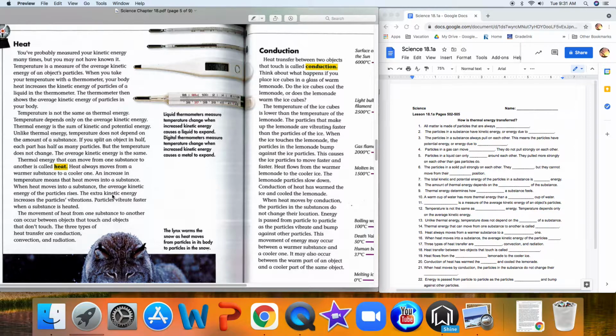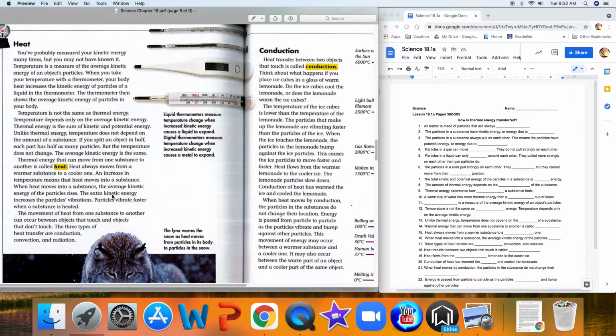Number 13, also a difference. Temperature does not depend on the amount. I don't care if you have a bathtub or a cup, if it's 50 degrees, it's 50 degrees. Definition number 14: thermal energy can move from one substance to another, that's called heat. Heat always goes from a warm substance to a cooler one.